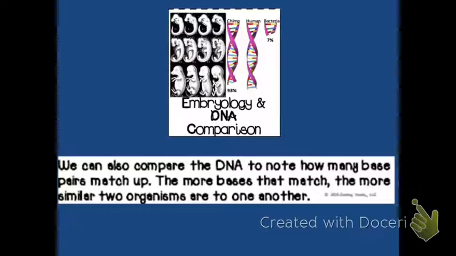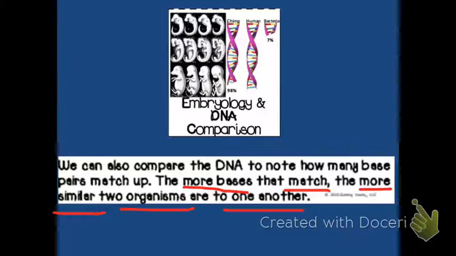So the order of our bases is what makes us who we are. All right, so when we compare the order of the bases and we see how many of these bases they have in common, that's going to give us the information on how closely related they are. So for instance, the more bases that match, the more similar the two organisms are to one another. Okay, so if we have say 45 bases in common out of 50 bases, we're going to be more similar to each other than if we only had 35 bases in common.